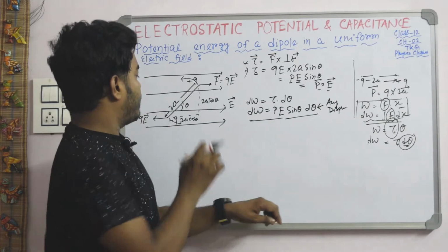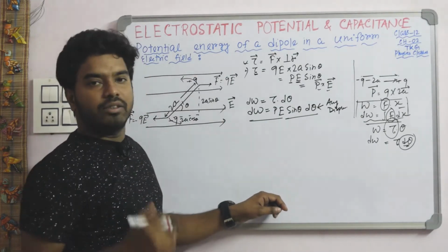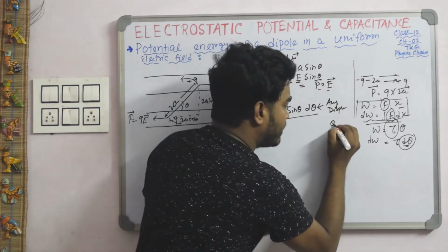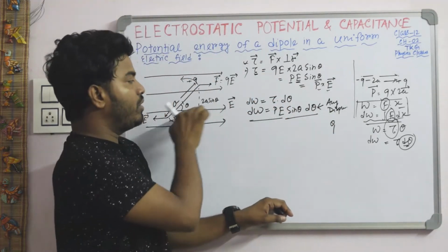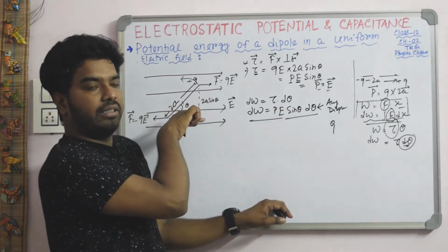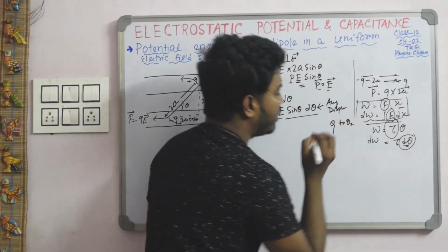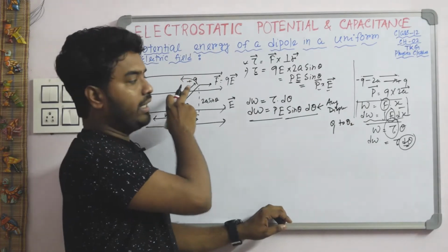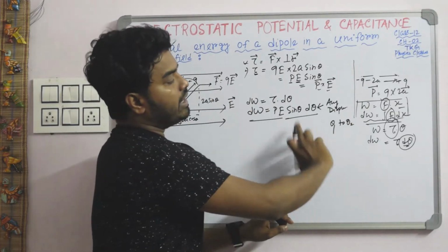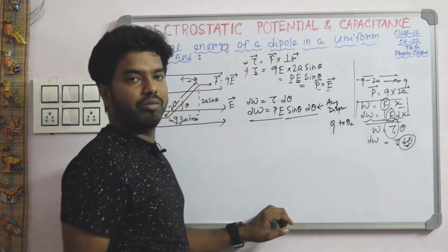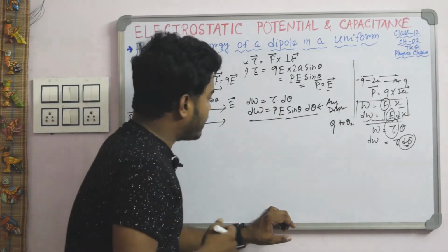Now suppose this dipole is rotating through an angular displacement, through an angle theta 1 with respect to the direction of electric field to theta 2. What will be the total amount of work done?